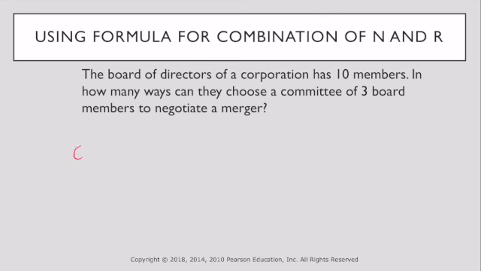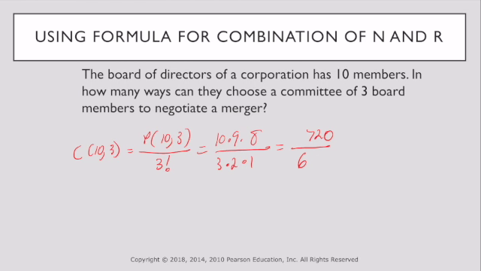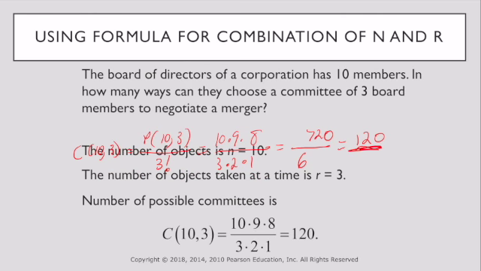The board of directors of a corporation has 10 members. How many ways could they choose a committee of 3 board members to negotiate a merger? So this is 10 choose 3. So I'm looking first at the permutations of how many ways I can choose 3 out of 10. That's going to be 10 times 9 times 8, all over 3 factorial, which is 3 times 2 times 1. So I have 90 times 8, which is 720, divided by 6. And that's going to give me 120. So there's 120 different ways to choose a committee of 3 board members out of 10. There we go. We did it right. Go team.